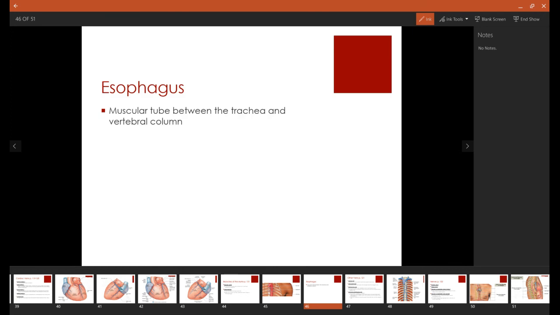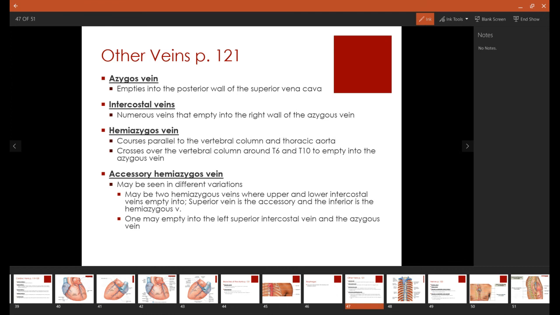Esophagus, we've already covered. There are veins of the thoracic region we need to discuss as well. The first one's called the azygous vein. Now, this is going to dump its blood off into the backside of superior vena cava, and it runs just on the posterior wall of the thoracic cavity, kind of on the right side of the body. It's on the right side of the vertebral column.